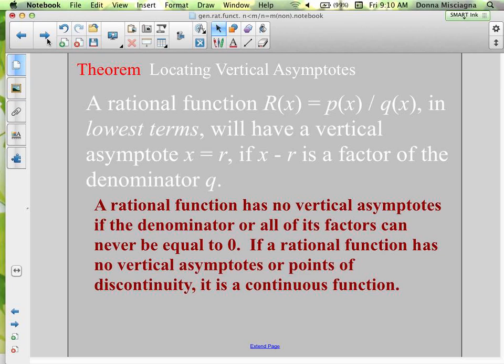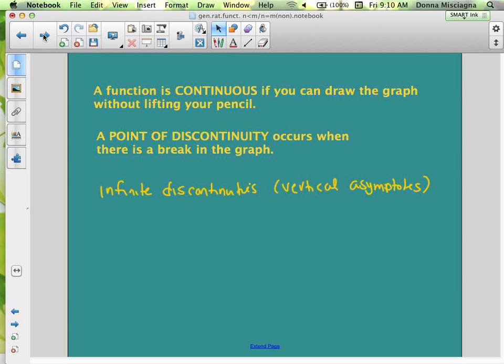So a rational function, r of x equals p of x divided by q of x in lowest terms, will have a vertical asymptote, x equals r, if x minus r is a factor of the denominator. A rational function has no vertical asymptote if the denominator or all of its factors can never be equal to 0. We saw one like that when we had an x squared plus 1 in the denominator when we first started this lesson. If a rational function has no vertical asymptotes or points of discontinuity, it is a continuous function. Right? So if it doesn't have any asymptotes and doesn't have any breaks in the graph, it's a continuous function. A function is continuous if you can draw the graph without lifting your pencil.